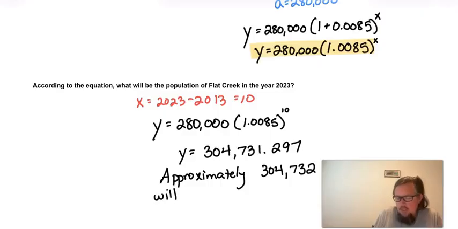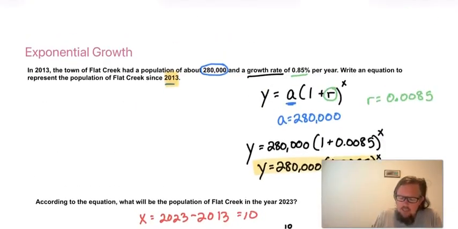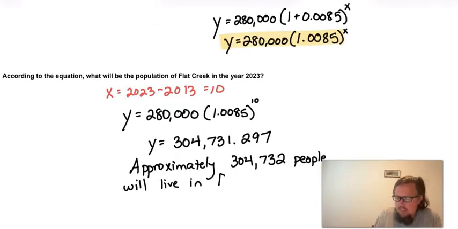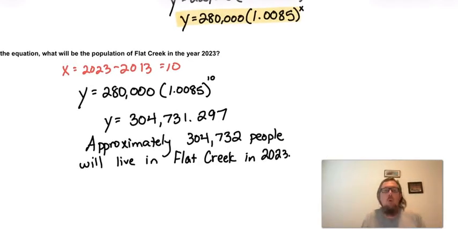will live in, we call this place Flat Creek? Yep, Flat Creek. Will live in Flat Creek in 2023, according to our model. Okay, so that's how you write an equation and then use the equation to make, admittedly, a dubious prediction, but make a prediction nonetheless.